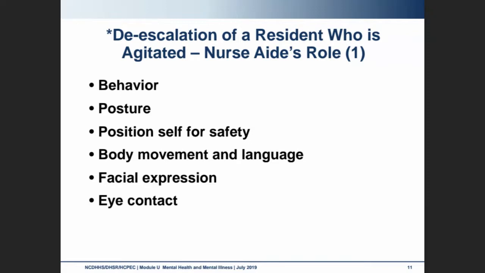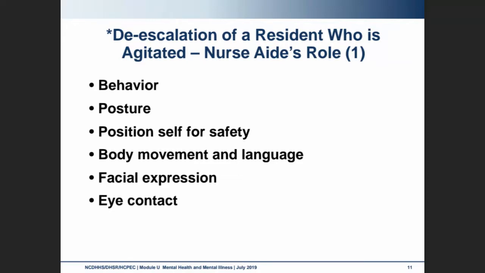Our posture, we want to be at the same eye level whenever possible. So we want to encourage the agitated resident to sit down. We're not going to force them, but we want to try and encourage that so we can sit down with them. But if they're standing, we're going to stand. Again, we want to try and be at the same eye level. We don't ever want to be looking down on someone, especially. We do want to be alert in our posture, but still relaxed.